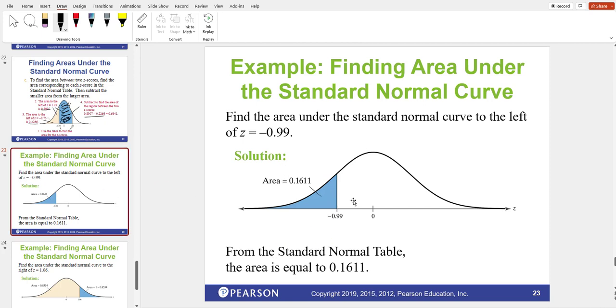So let's look at this first problem. It says find the area under the standard normal curve to the left of z is equal to negative 0.99. So this is what we're looking for. The probability, or the area, same thing, that z is less than negative 0.99. I already have the answer up there, and that's based off the standard normal table. But let's go ahead and use StatCrunch.